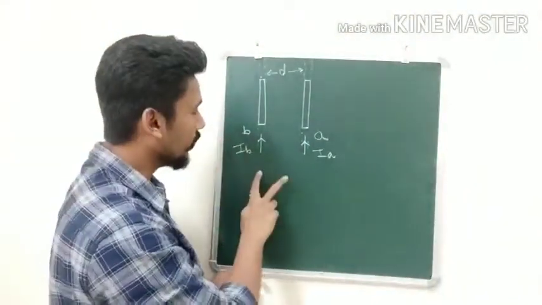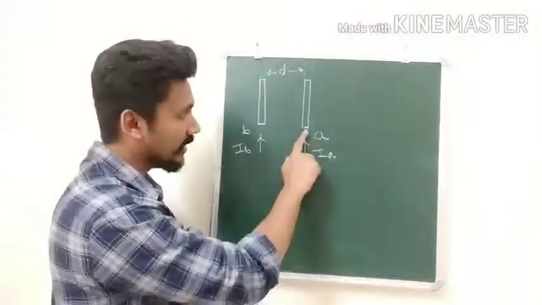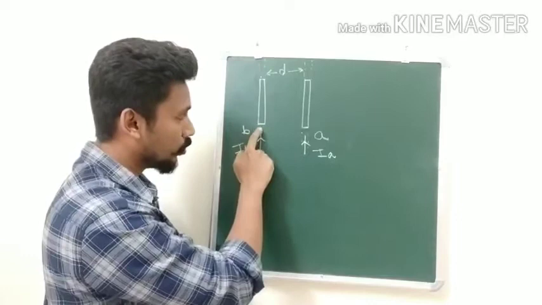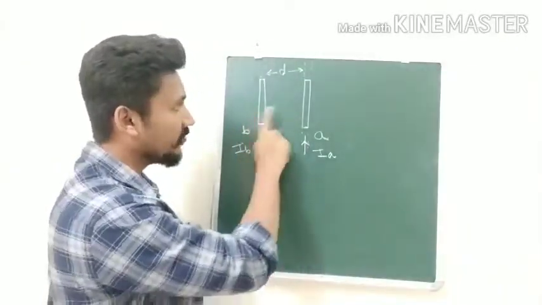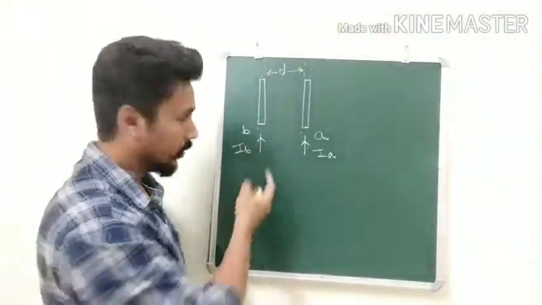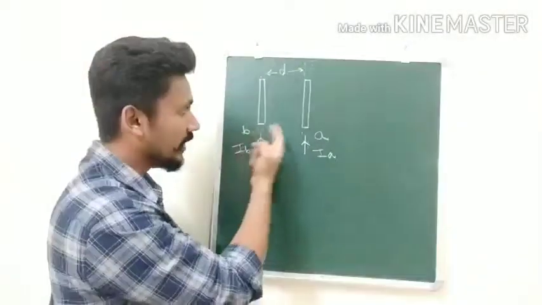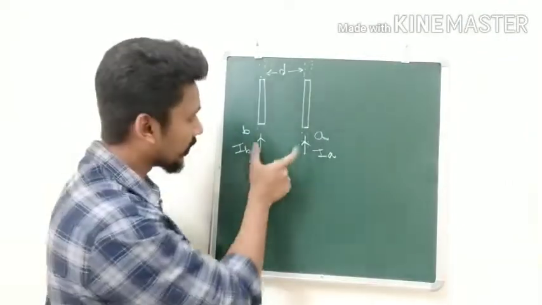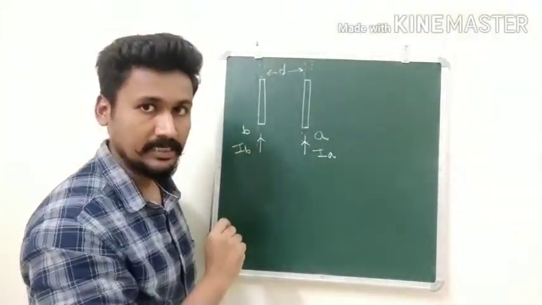So now, what is going to happen? Because of the current going in conductor A, there will be a magnetic field around this conductor. Similarly, because of the current going in B, there will be a magnetic field around B. This will result in a force being exerted by these two conductors on each other, because the magnetic fields interact with each other. So the task for now is to find out how much force will be exerted between these two conductors.